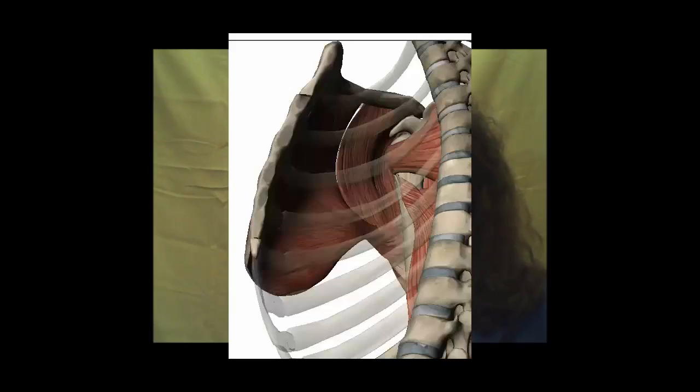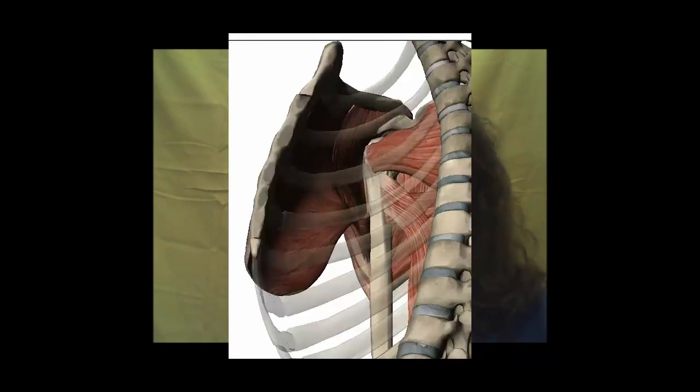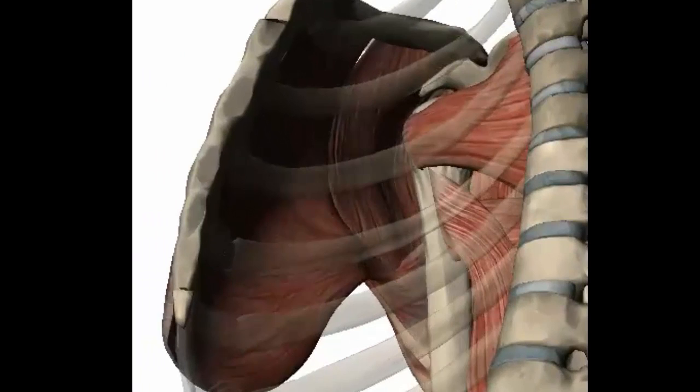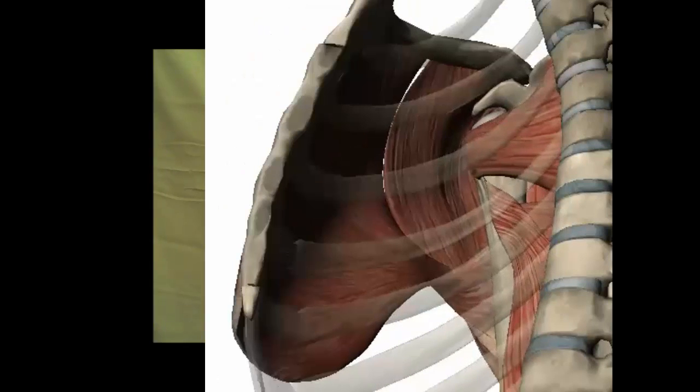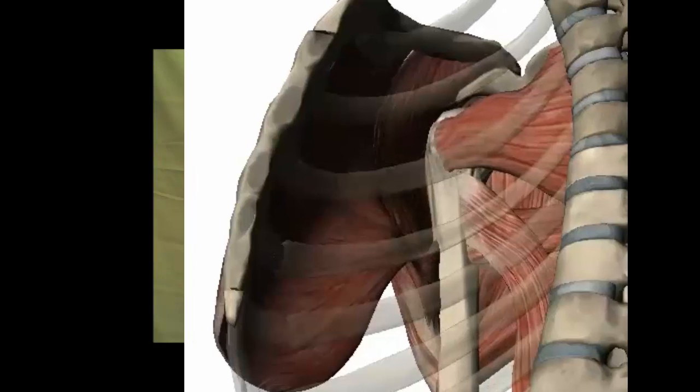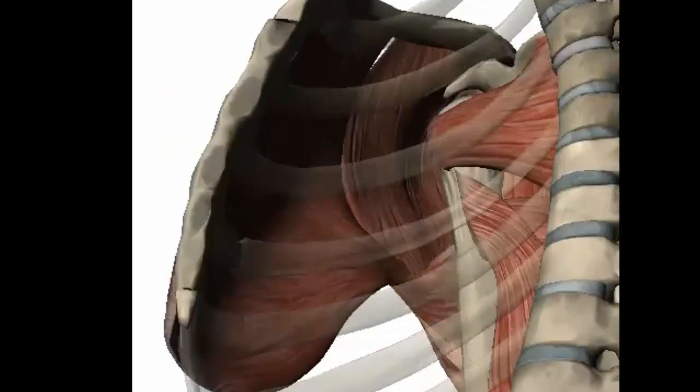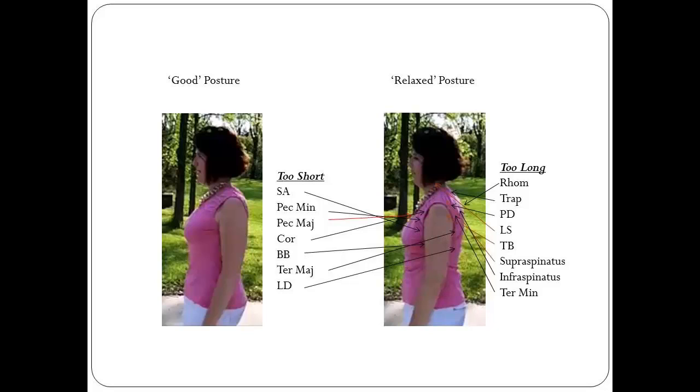Given enough time, a tight pec major might also induce internal rotation of the humerus, which would shorten the internal rotation capabilities of subscapularis, teres major, and latissimus dorsi, even though the anterior humerus would lengthen or stretch the extension capabilities of the shoulder. While these muscles in this position are too short, serratus anterior, pectoralis minor, pectoralis major, coracobrachialis, biceps brachii, teres major, and latissimus dorsi, their antagonists, by definition, are too long: rhomboids, trapezius, posterior deltoid, levator scapula, triceps brachii, supraspinatus, infraspinatus, and teres minor.